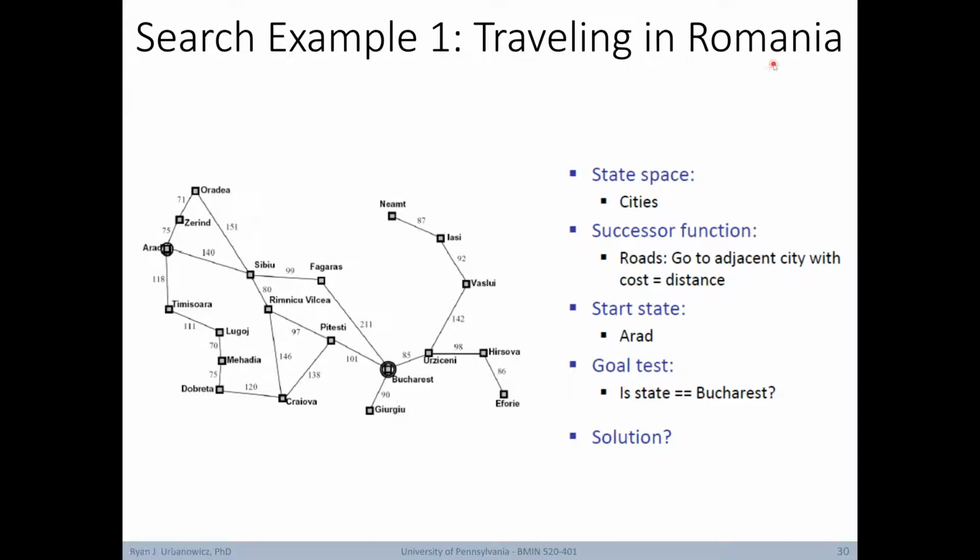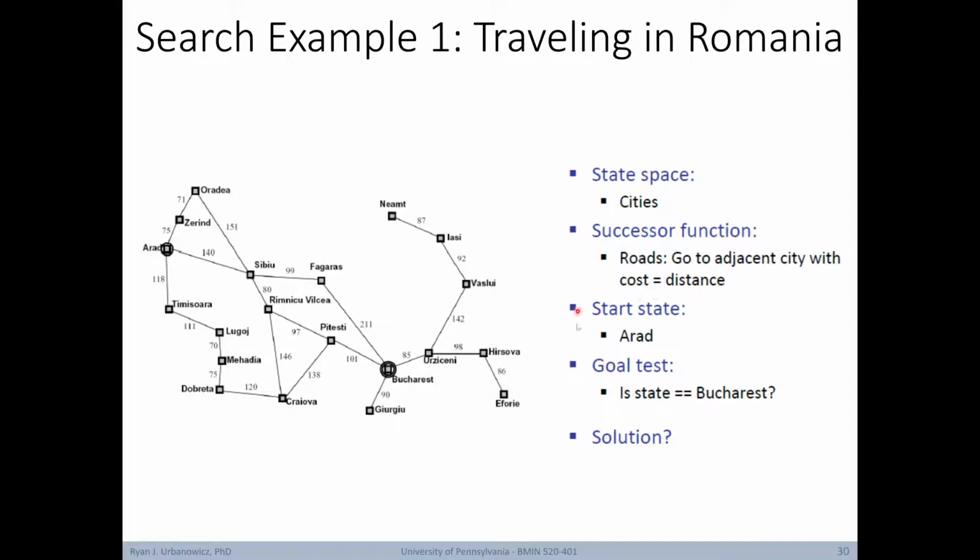Our first is traveling in Romania. Here we have a list of cities, represented as nodes, and edges between them indicating travel routes with distances between them. So our state space includes cities. Our successor function indicates roads to which we can travel from any given city, and a cost, in other words, a distance to get from one to the next.